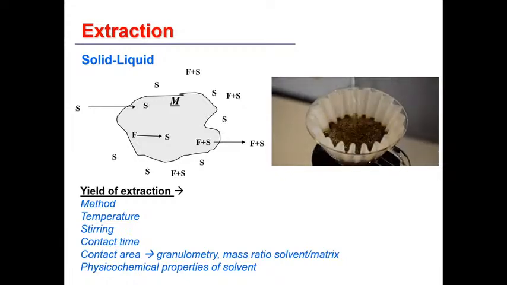Contact area, another good thing to think about. Many articles don't give this information about granulometry, the particle diameter of the plant matrix. So it's difficult to compare some papers without this data. And also the mass ratio of solvent to matrix, which all articles have, but it is important information. And the information about the solvent, the physical chemical properties of the solvent.